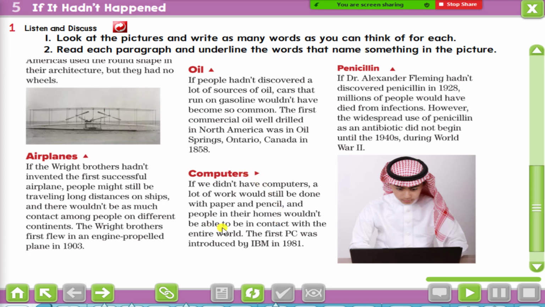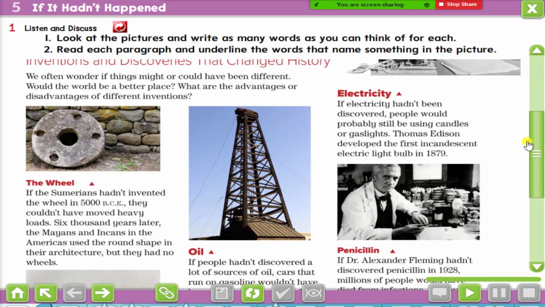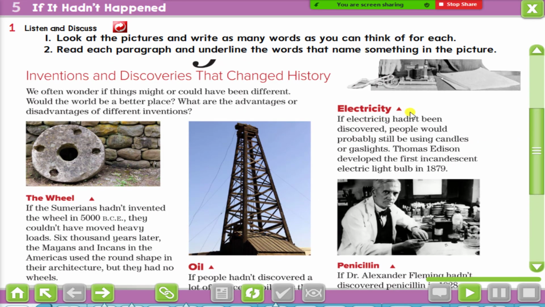Okay, able to be in contact, to connect with the entire world. Entire world means the whole world. And the next invention is electricity. Okay, Anas.